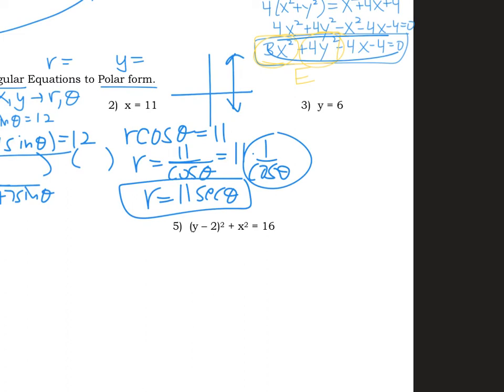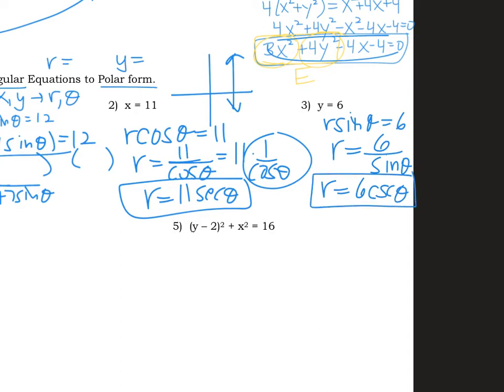Number 3, y equals 6. y equals 6 is r sine theta equals 6. Divide by sine. 6 over sine is 6 cosecant theta. That's the answer.